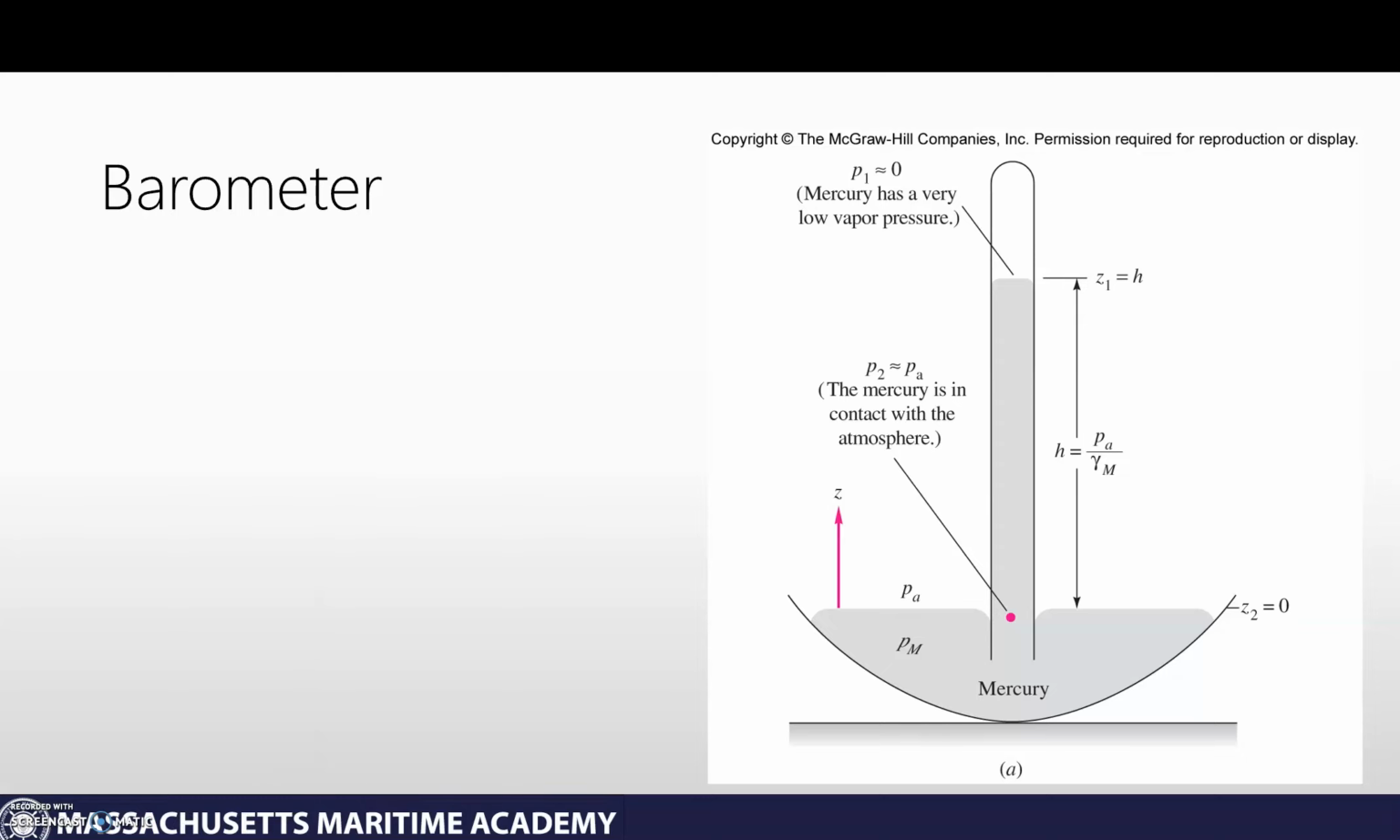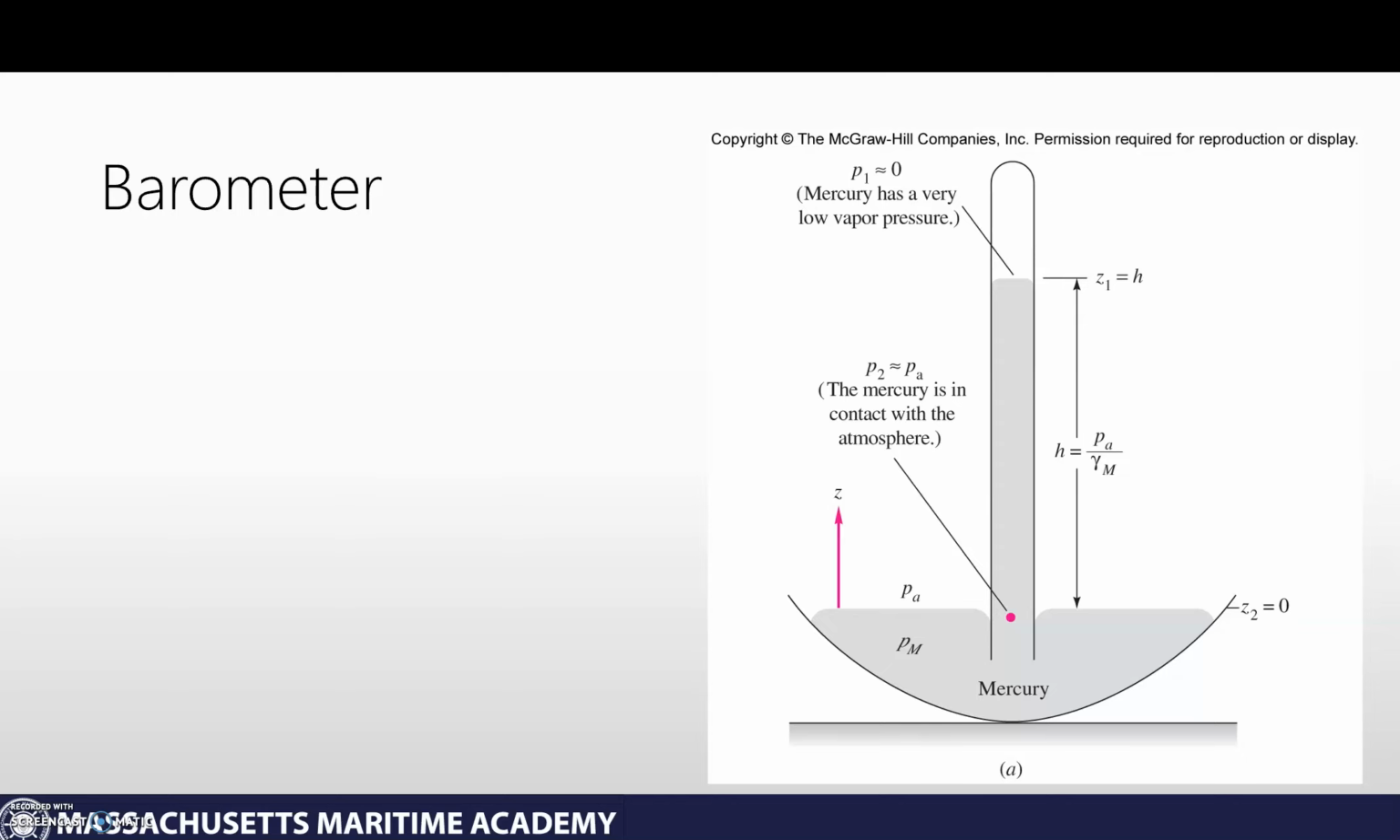The way that you create one is you take a dish of mercury, and then you take a tube filled with mercury and insert the open end into the basin of mercury. Why are we using mercury instead of water? As we talked about in a previous lecture, mercury is much more dense than water, so you need a much smaller height to measure those differences.